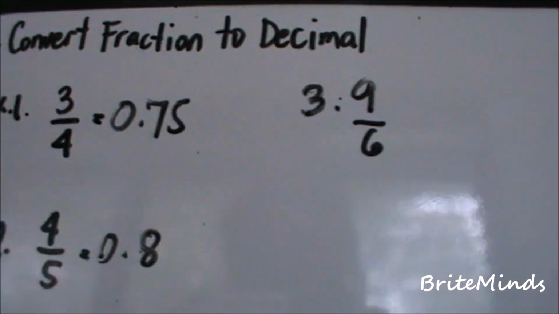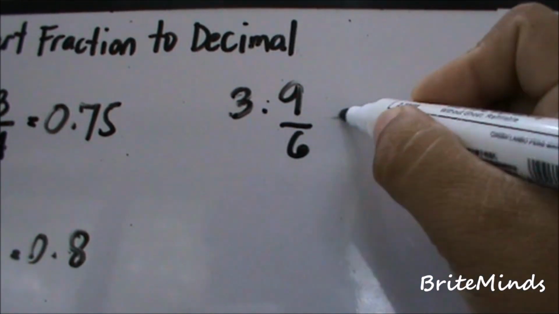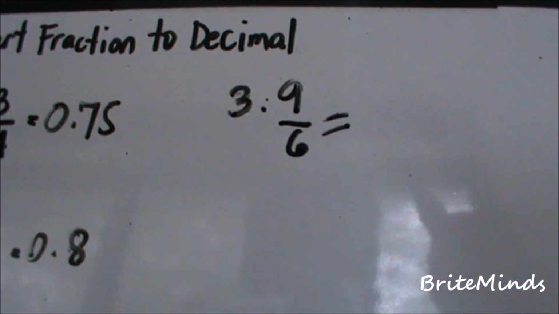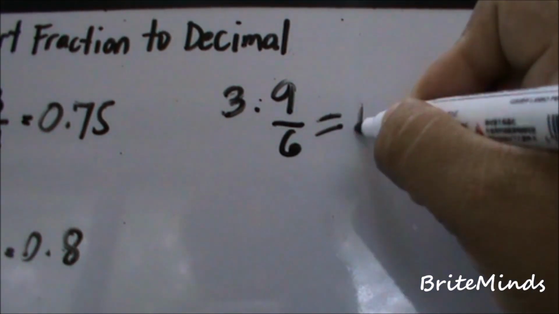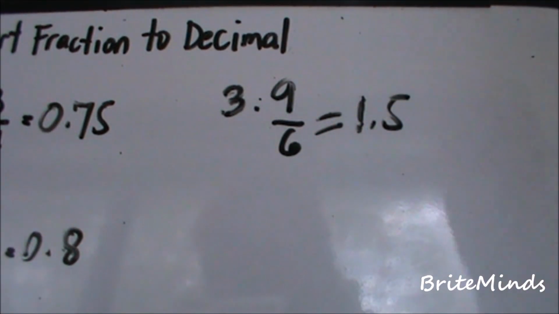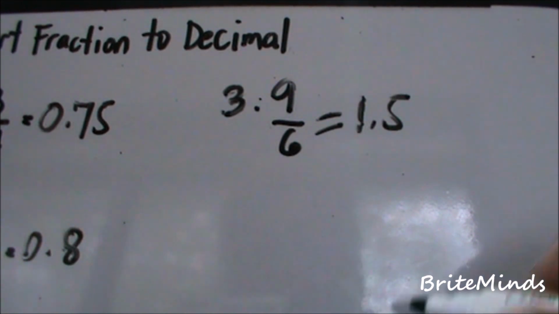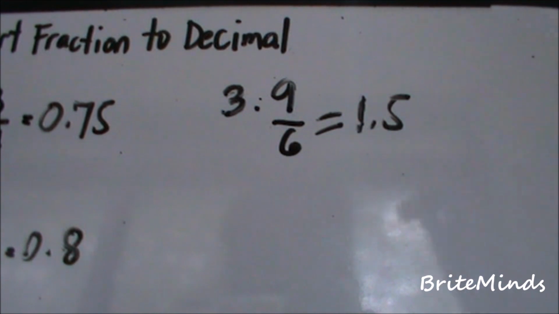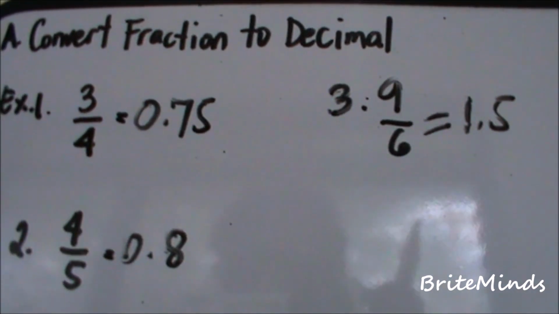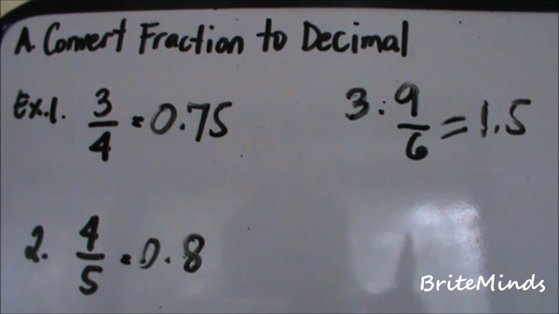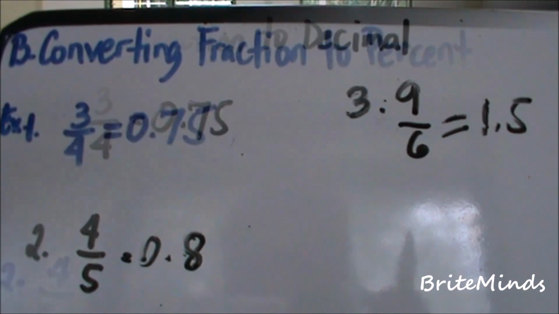Then another example is 9/6, which 9 divided by 6 is equal to 1.5, or we can read it as 1 and 5/10. So this is how to convert fraction to decimal.